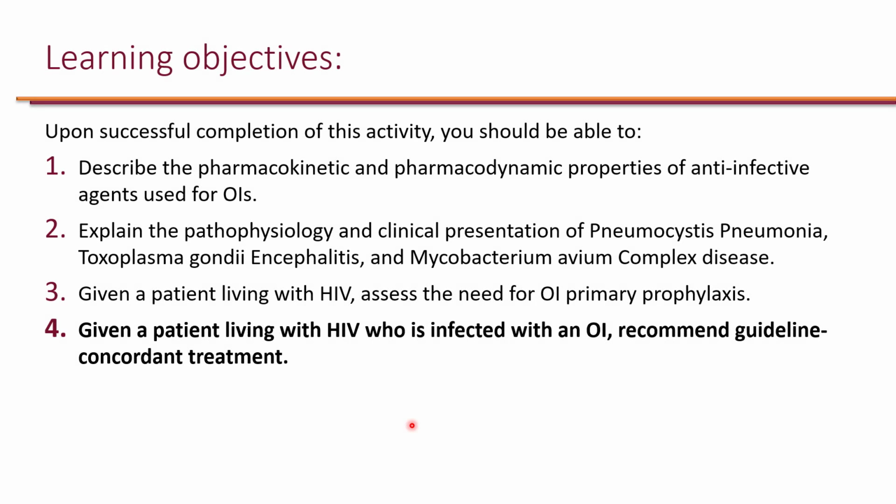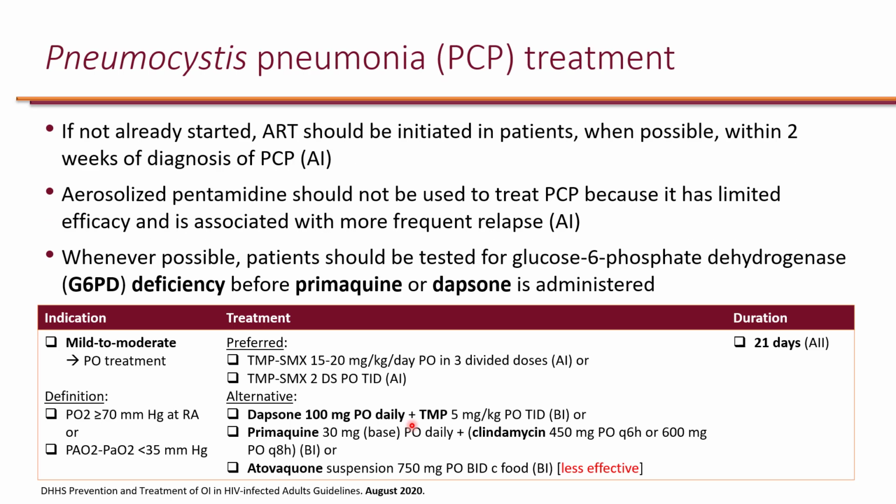The last learning objective is, given a patient living with HIV who is infected with an opportunistic infection, recommend guideline-concordant treatment. So for PCP treatment, obviously it's important to start the patient on ART to get the CD4 count up. And then for the actual treatment of PCP, you have to look at the severity.